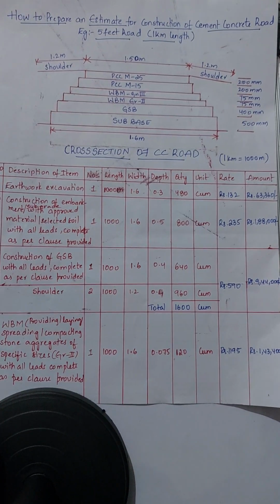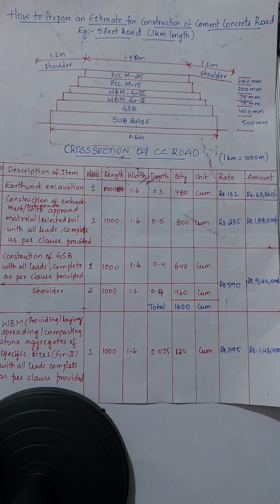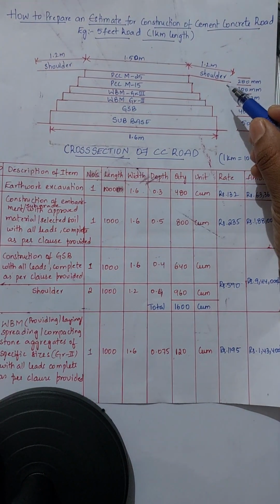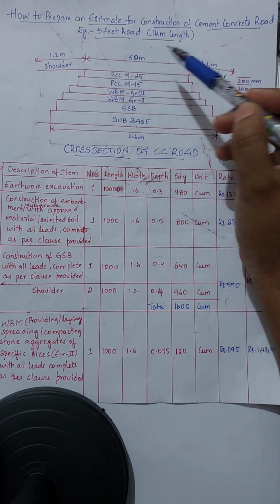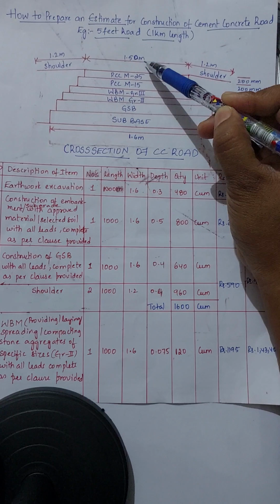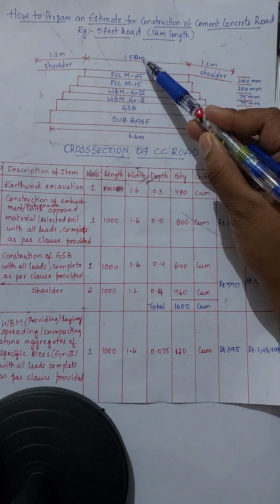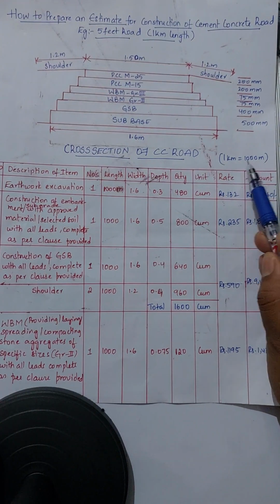Hello everyone, today in this video we will learn how to prepare an estimate for construction of a cement concrete road for a 5 feet road, and the length is 1 kilometer. So 5 feet road means 5 feet. When we convert to meters we get 1.524 meters, but approximately we are taking 1.5 meters here. And 1 kilometer, when we convert into meters, will be 1000 meters.